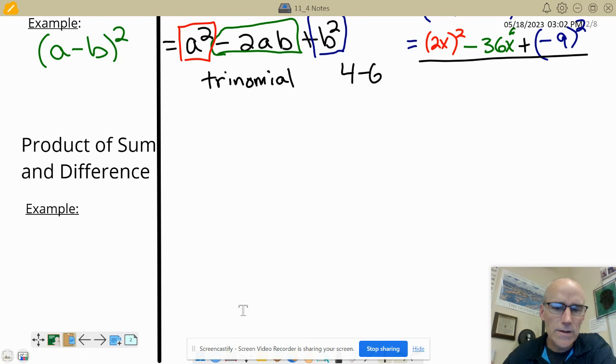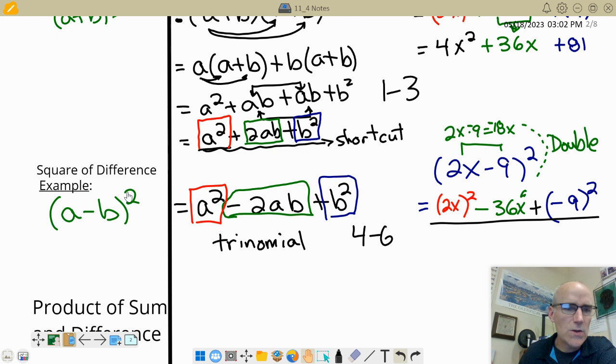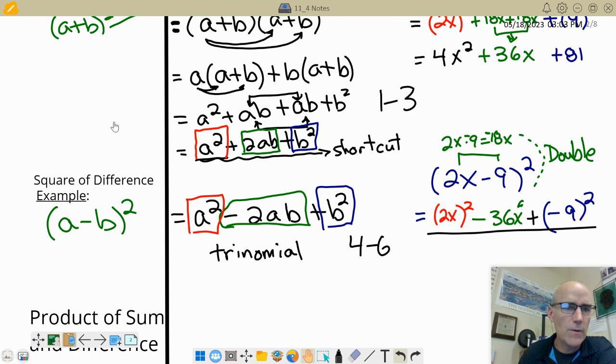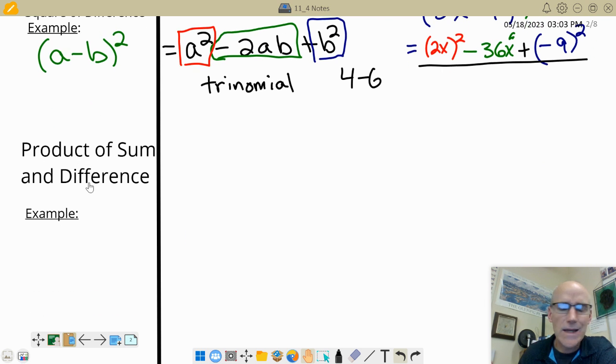All right. Well, let's see. We had the difference squared. We had the sum squared of two terms, and the difference of two terms squared. Now they're saying let's take the product of a sum and a difference. So that's going to look like this.